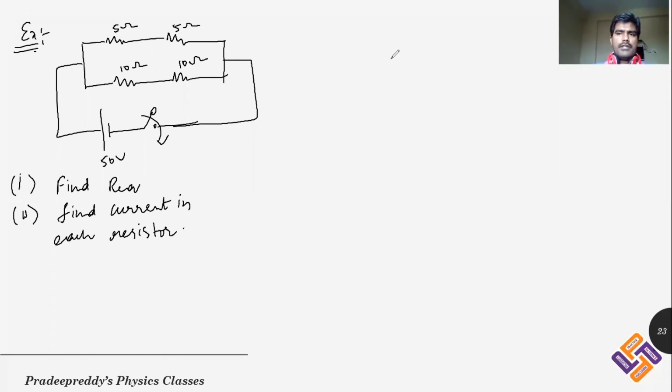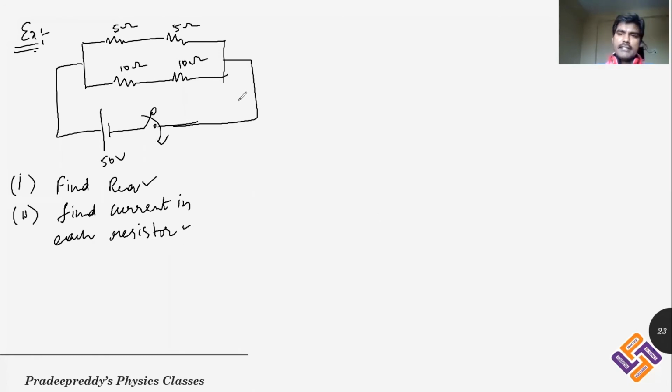Students, let us solve this question. We have two resistors, 5 ohm and 5 ohm, both connected in series, and 10 ohm and 10 ohm, both connected in series, and these two branches are connected in parallel. The effective combination is connected to a battery of 50 volt. Now I want to find the equivalent resistance and also the current in each resistor.